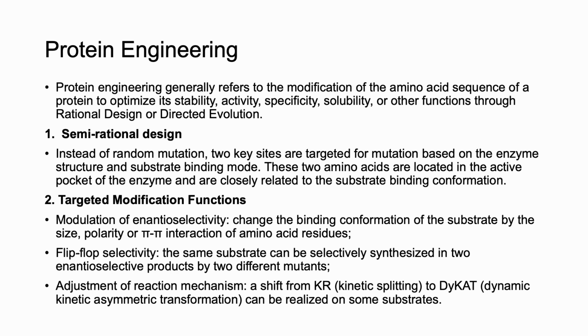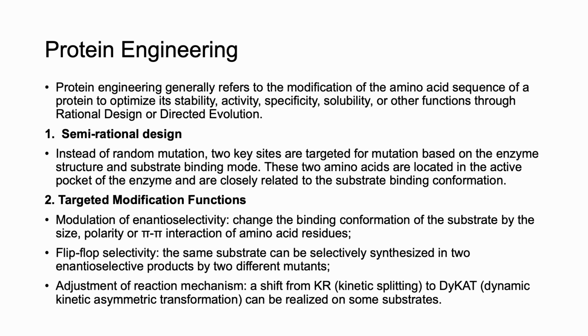The first is semi-rational design, the SRD. This is not a random mutation, but targeted mutations of two key sites according to the enzyme structure and substrate binding mode. These two amino acids are located in the active pocket of the enzyme and are closely related to the substrate binding conformation. The second is a function-targeted modification.